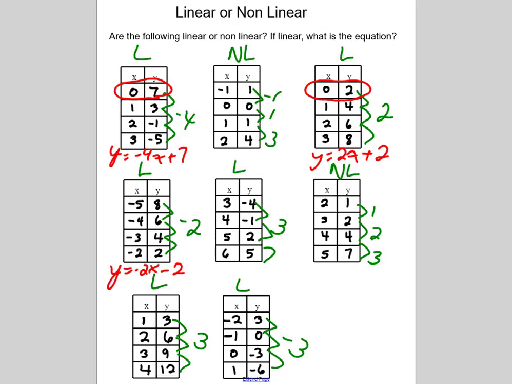Or we can test out a point. For example, what's negative 2 times negative 5? Negative 2 times negative 5 is 10. But the table says 8. So how do we go from 10 to 8? We have to take away 2.